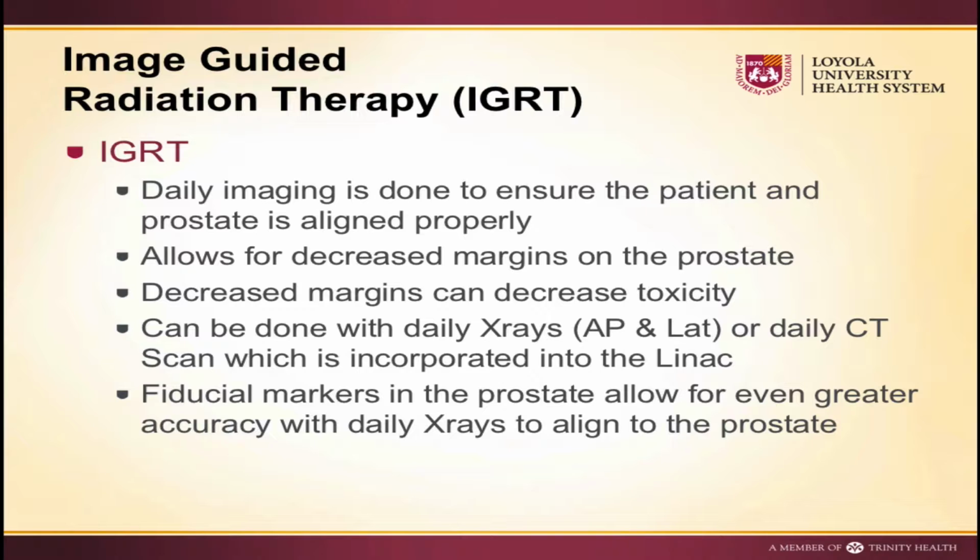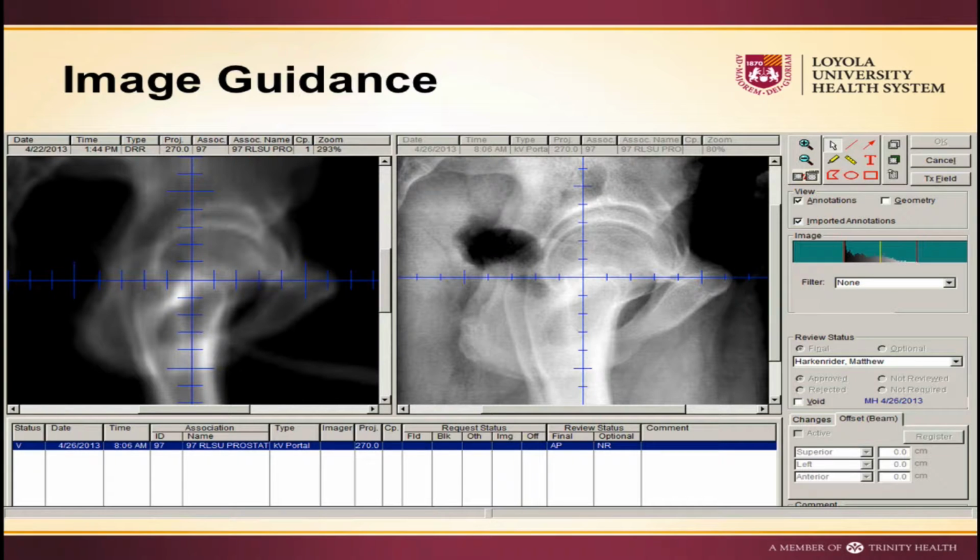Image-guided radiation therapy is often termed IGRT. This just means what we do on a daily basis to ensure that every day the treatment is delivered as best it can be. So we can do X-rays on a daily basis. Those arms come out of the machine. We can get a lateral X-ray.